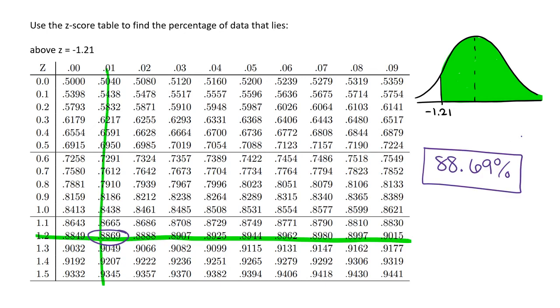So what percentage of the data lies above z equals negative 1.21? I can actually just look that number up on my table. So I went down to 1.2, over to 0.01, and I got 0.8869. So that would be 88.69%.